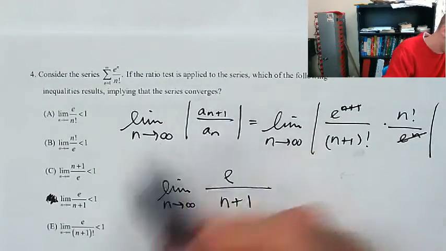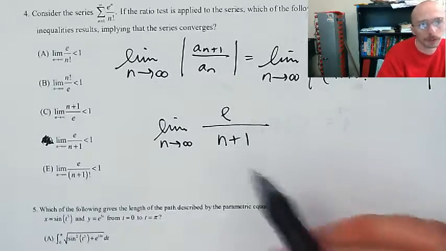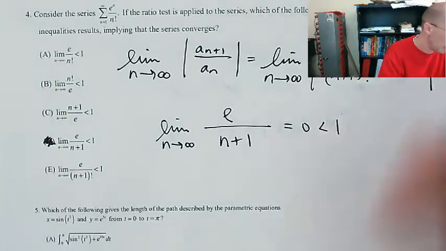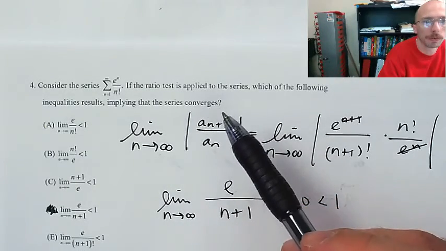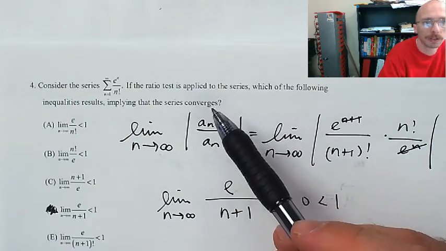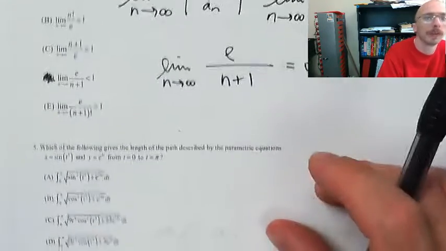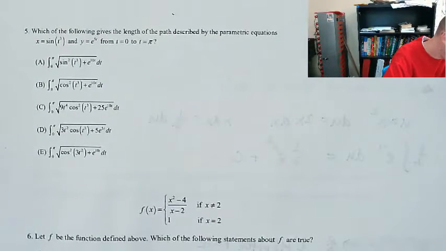Implying that the series converges, the limit of the ratio is less than 1. Well, that was true for all of them, but that is what we're looking for. Converges conditionally versus absolutely was not part of AP Calculus in 2008, but now we know that it means the series converges absolutely, right, if the ratio test comes back with a ratio less than 1. All right. Now, which of the following gives the length of the path described by the parametric equations x of t and y of t?